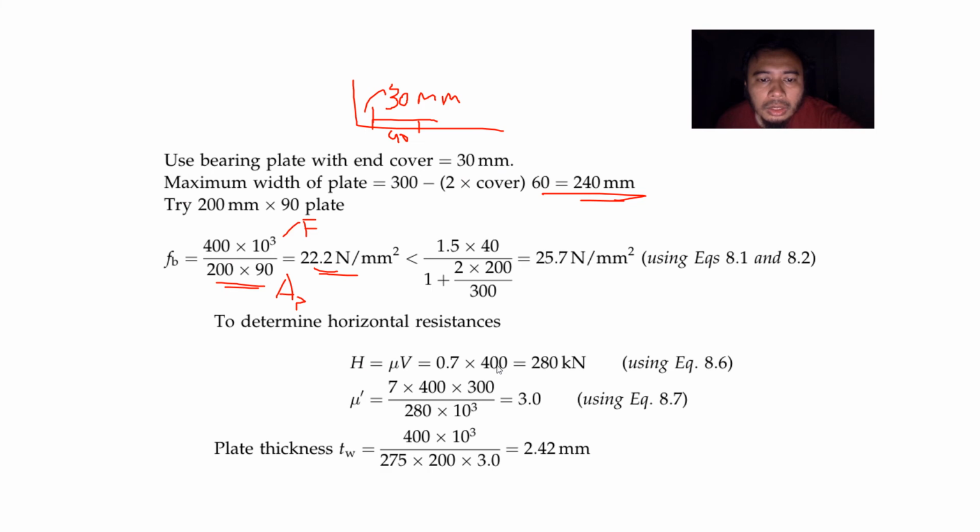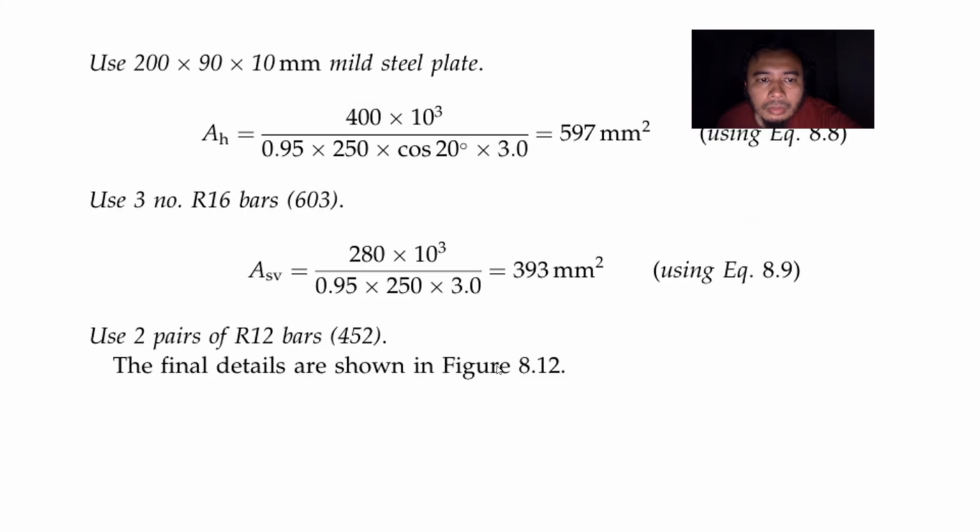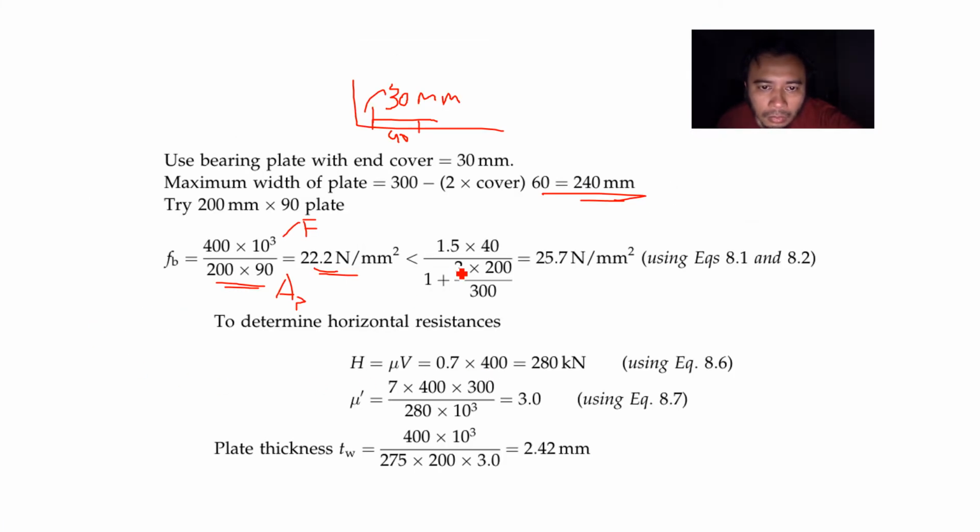Based on that equation, this is your fcu, and this is your bp, your proposed bearing plate, 200, and this is your b. Based on this, you get 25.7, which is larger than this, and it's okay to use this plate.